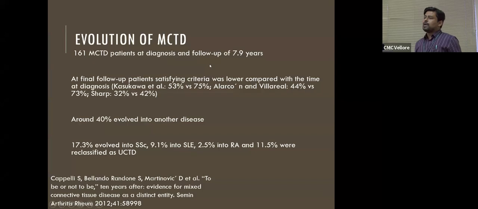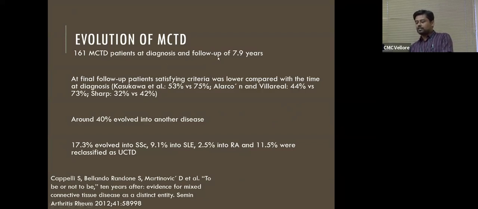So, evolution. Once diagnosed with MCTD, are they MCTD for life? Well, initially when Sharp came out with these 25 patients, people told him, no, you are actually picking up lupus early, or you are picking up myositis early. Why are you calling them separate? They will just wait for 3 years and they will evolve into something. But the actual truth is far from that.